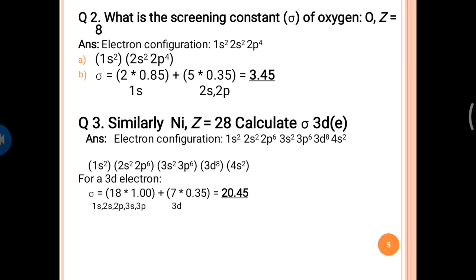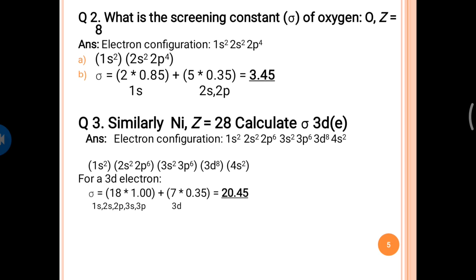So second example: what is the screening constant of the oxygen atom? What is the atomic number of oxygen? 8. And the electronic configuration of oxygen is 1s2, 2s2, 2p4. Okay, so first draw the groups of elements: first 1s2, then 2s2 2p.